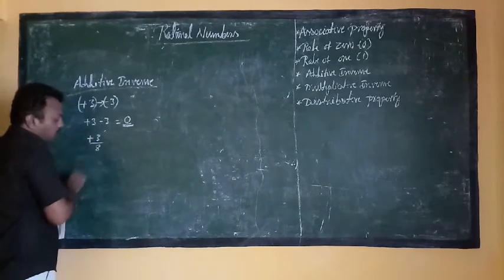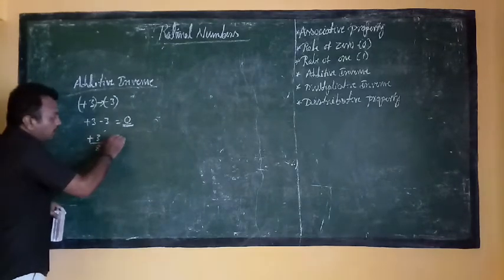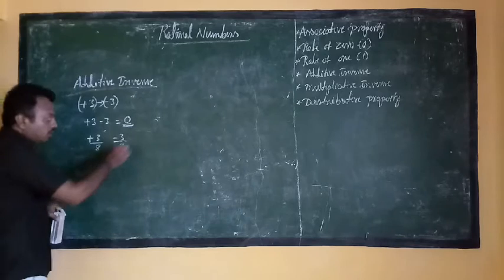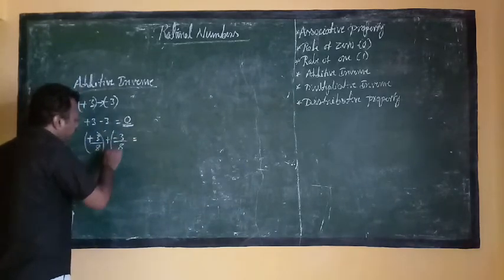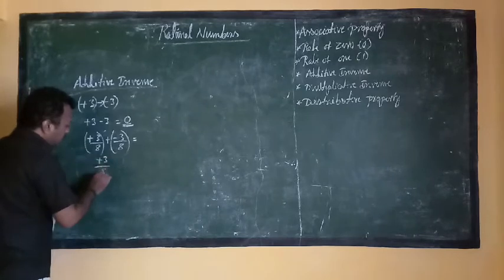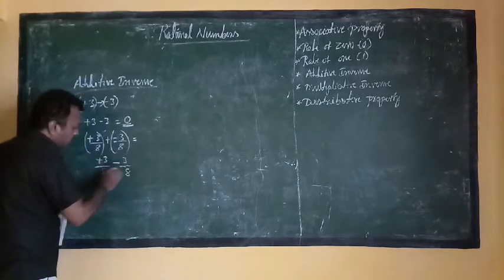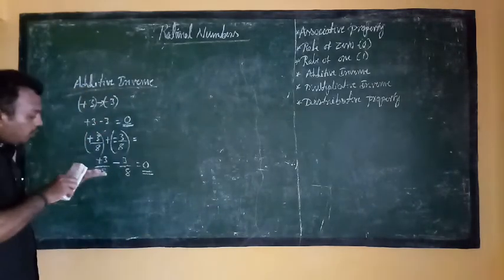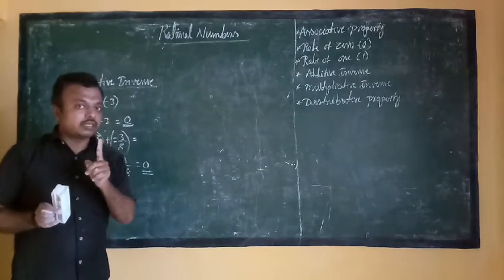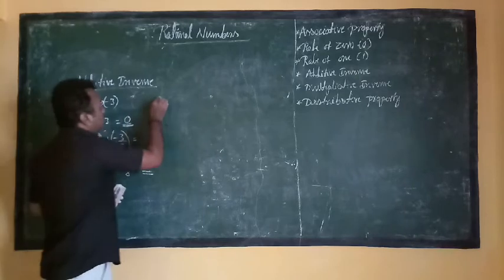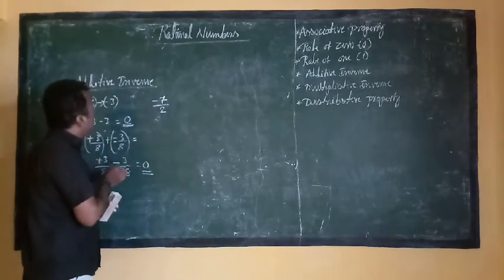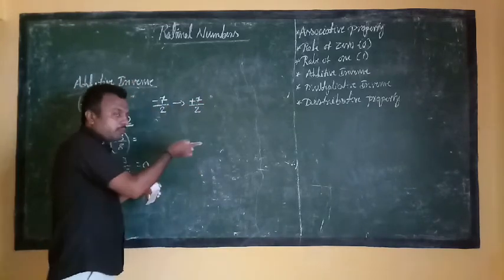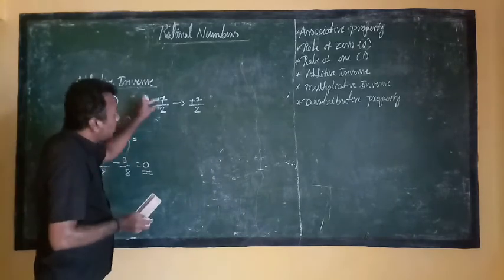Plus 3 by 8 is one of the rational numbers. What is the additive inverse of 3 by 8? Minus 3 by 8. Correct? So if you add 3 by 8 plus minus 3 by 8, the result becomes 0. Therefore in the additive inverse, only the sign changes. See students, minus 7 by 2, what is the additive inverse of minus 7 by 2? Plus 7 by 2.